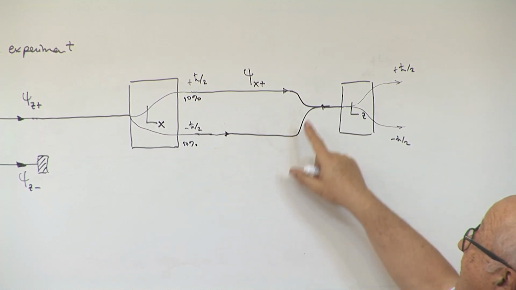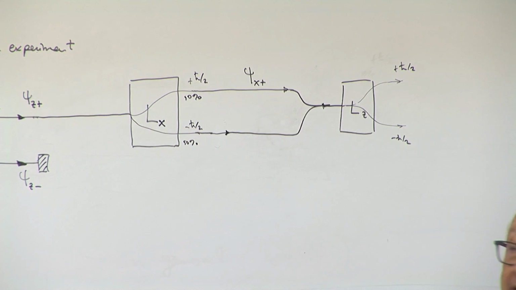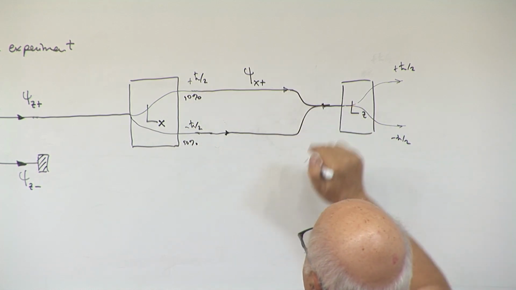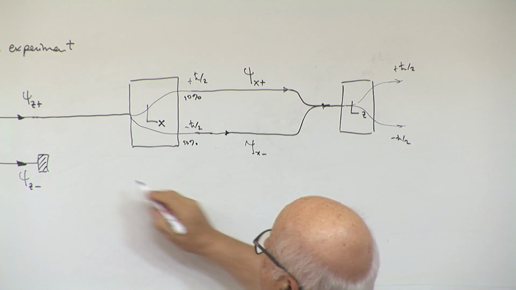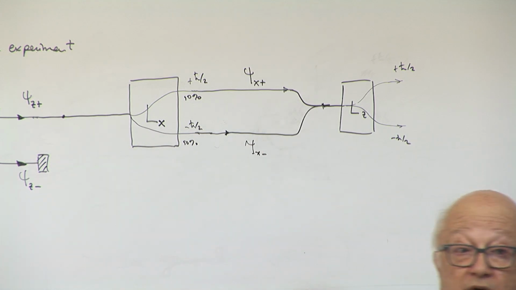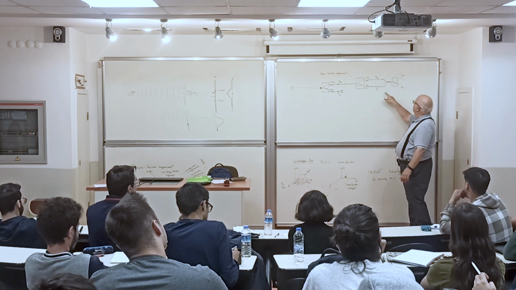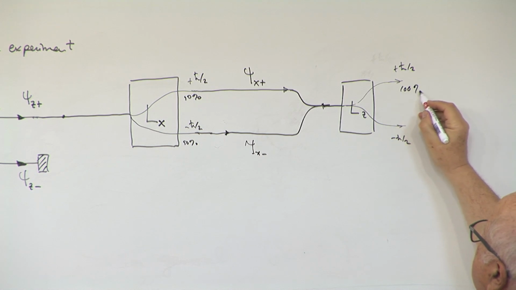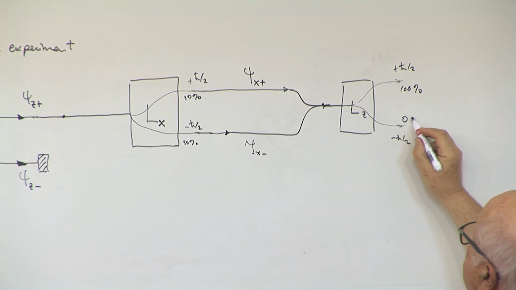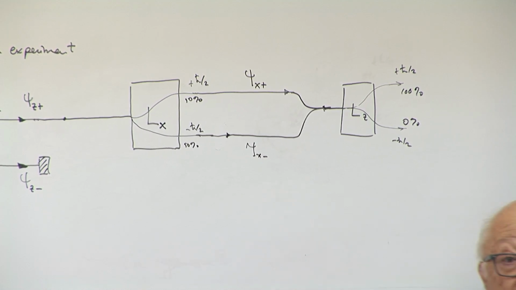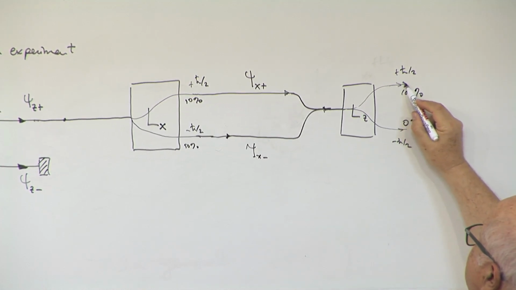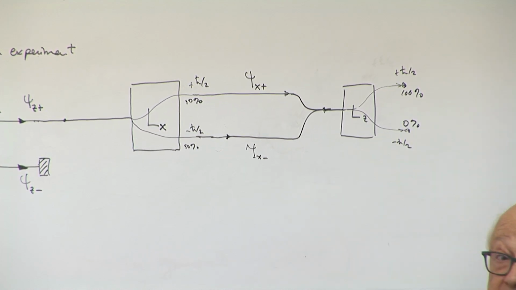Since I have not collapsed the wave function into a detector, the wave function is still robust. So this event here just reconstructs the wave function that I had over here. I have just separated two components, but then I combine them together again. So I'm going to get 100% plus h bar over 2 and 0% minus h bar over 2, because I have put a detector here which is now measuring stuff.